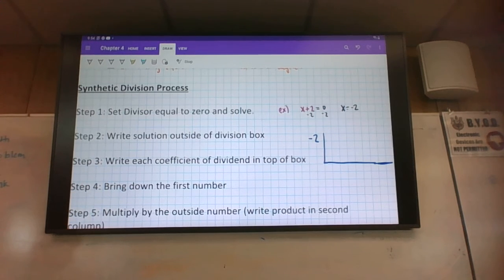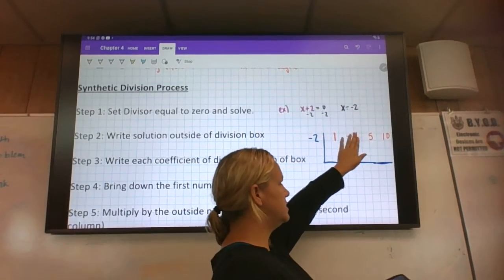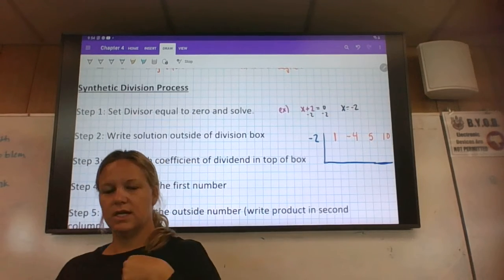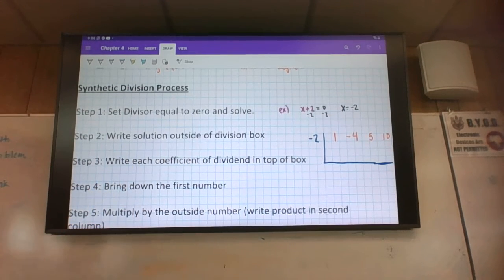So what that would look like is I would look at the problem I'm dividing, and let's say it was 1x to the 3rd, I would put a 1. And then let's say it was minus 4x squared, I would put a minus 4, plus 5x plus 10. So you just put numbers in the top row, and I'm gonna do a more detailed example in a minute, just kind of showing you the visual.